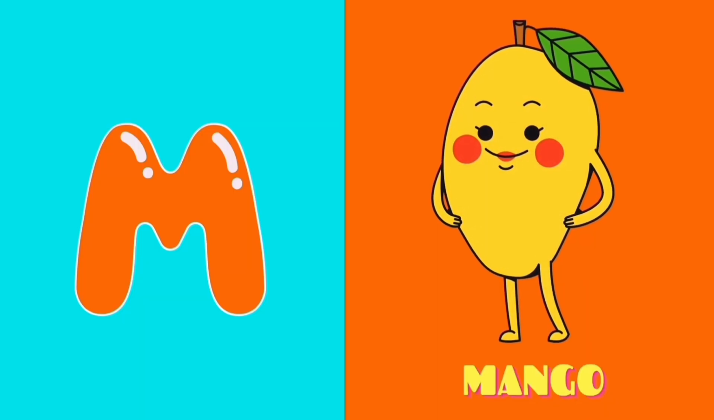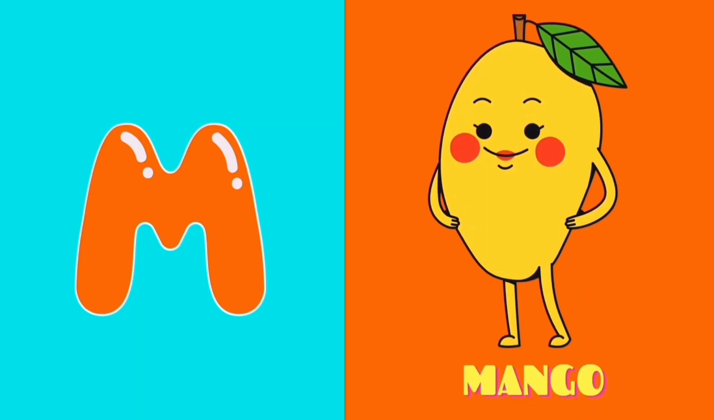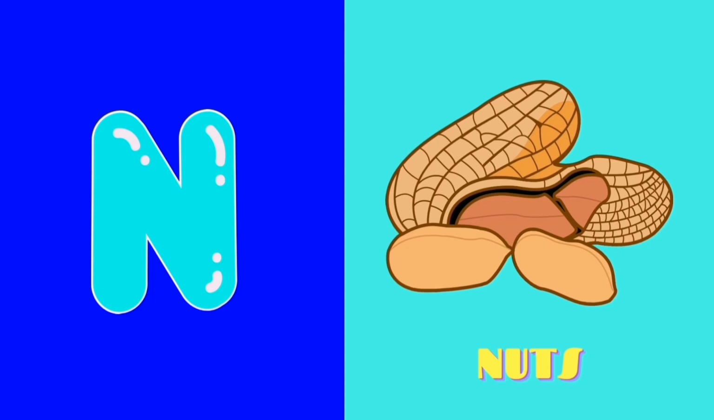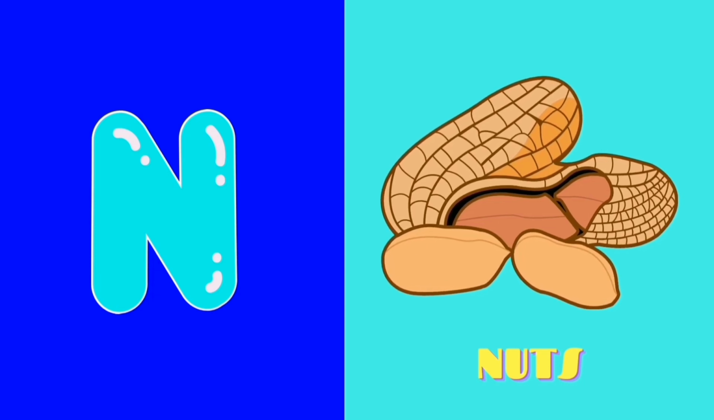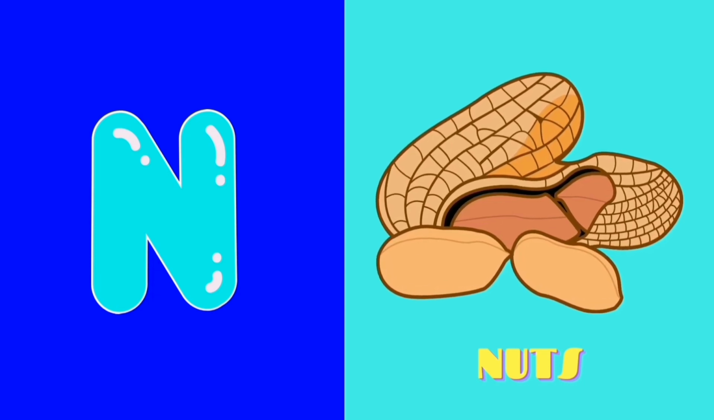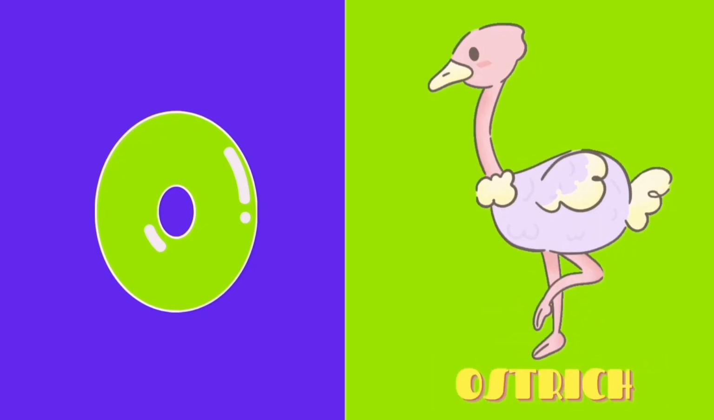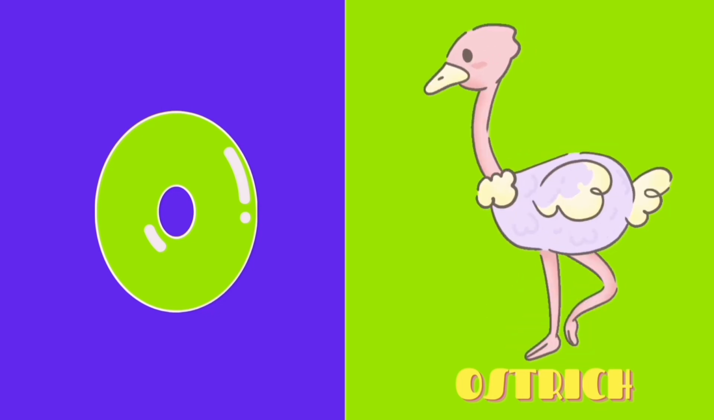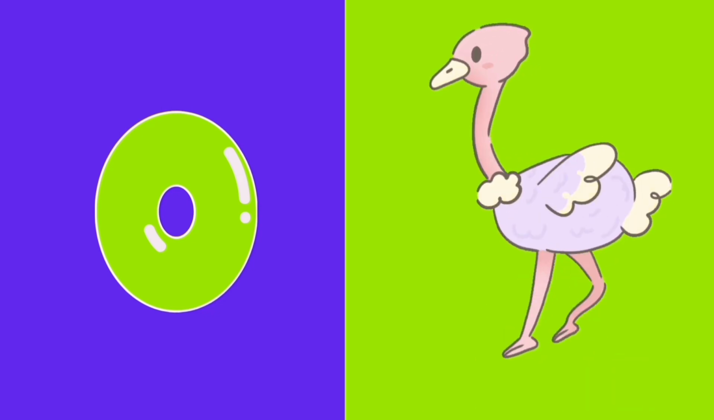M is for mango. N is for nuts. O is for ostrich.